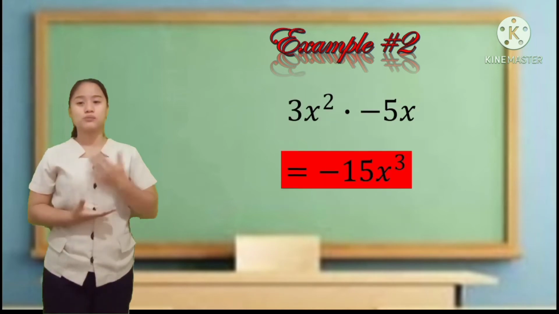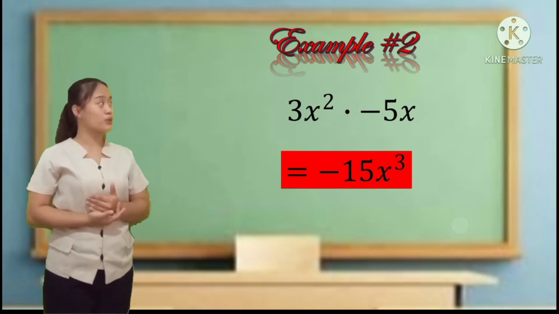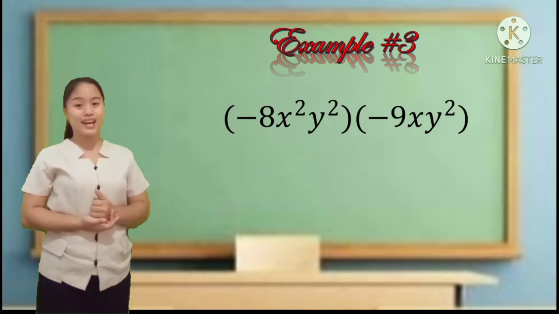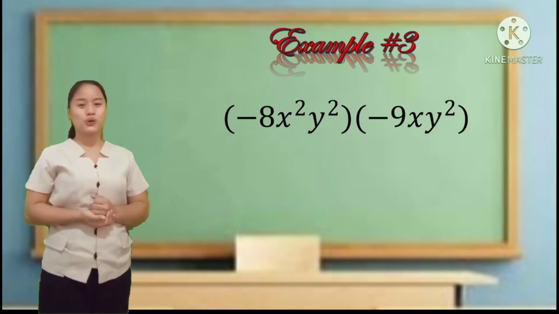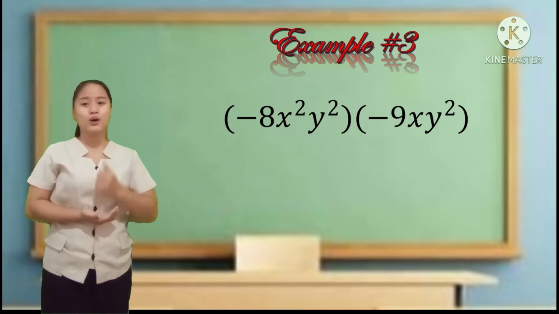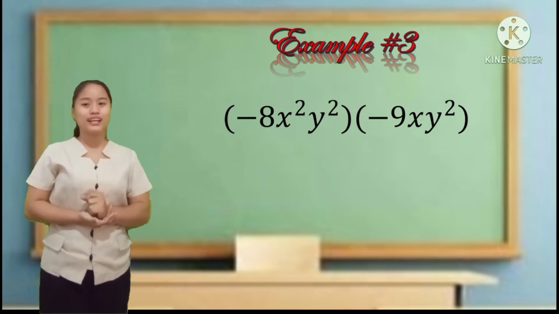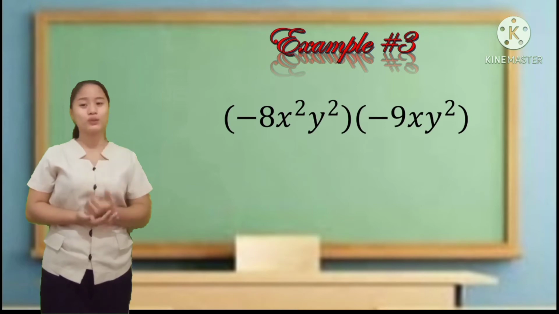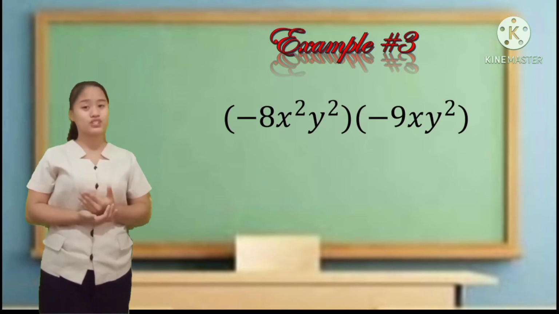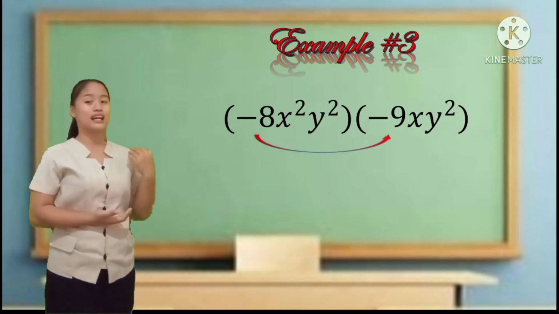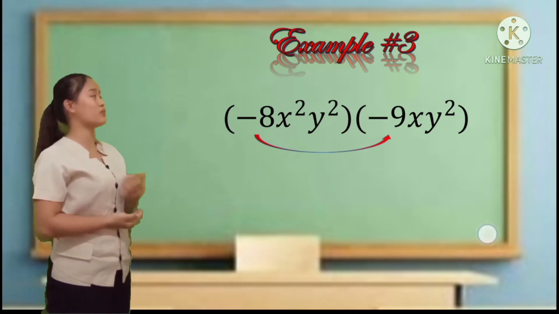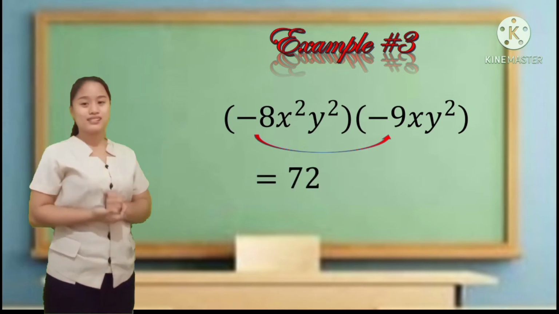Now, let's try to multiply negative 8x squared y squared multiplied to negative 9xy raised to 2. So, as you can see, class, we have a coefficient and at the same time, we have two variables. Now, let's just do the same method of what we have done on the last two examples. Let's first multiply the coefficients, which is negative 8 times negative 9. Okay? So, negative 8 multiplied by negative 9 will be equal to positive 72.